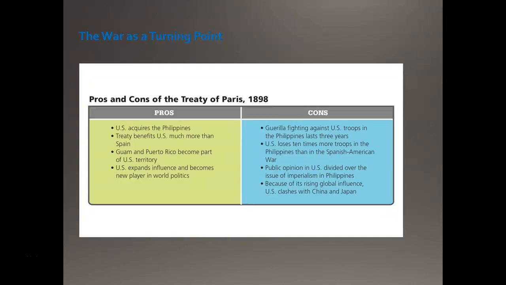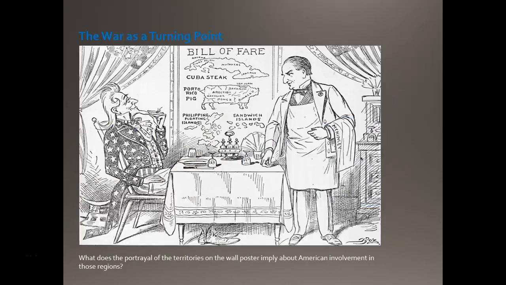But the more important part, I think, overall, was the fact that we became a big player. We became a part of the big dogs as far as imperialism. We do have some of the cons: we still fought in the Philippines. We actually lost more troops in the Philippines than in the Spanish-American War. What to do with the Philippines was actually some of the issues with that. And overall, our influence in the Pacific region threatened China and Japan, which actually influences us in World War II in later eras.